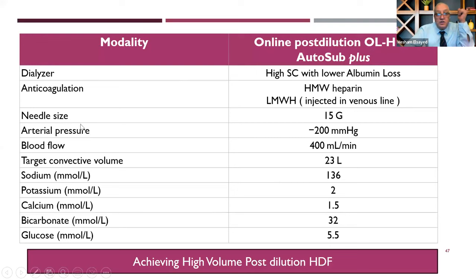You need a 15 gauge needle because it is related to blood flow, more around 400. Arterial pressure should not exceed a negativity of 200, otherwise hemolysis can occur. The convective volume should be 23 liters. You can vary sodium, potassium, calcium, bicarbonate, and glucose according to each individual patient. That's the common prescription: potassium 2 millimole, calcium 1.5 millimole, bicarbonate in the range of 32, and you have to infuse glucose, as glucose is removed from the blood and hypoglycemia could happen.